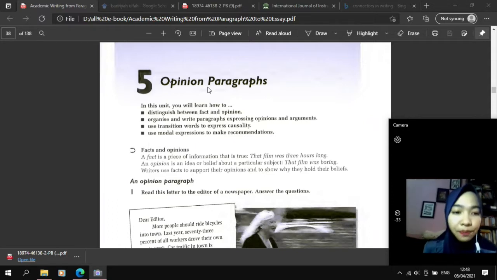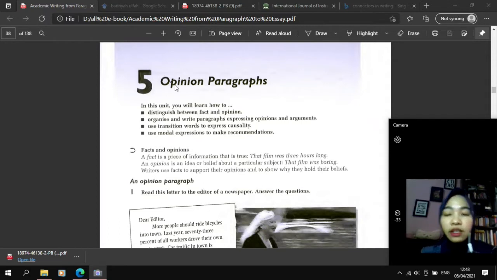Next, if you check your book, chapter 5, another thing we have to concern when you write opinion paragraphs: it's not only opinions, but you also have to put facts. So what is a fact? A fact is a piece of information that is true, for example, that film was 3 hours long. Meanwhile, an opinion is an idea or belief about a particular subject, for example, that film was boring. Writers use facts to support their opinions and to show why they hold their beliefs.